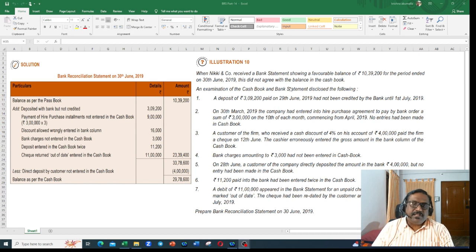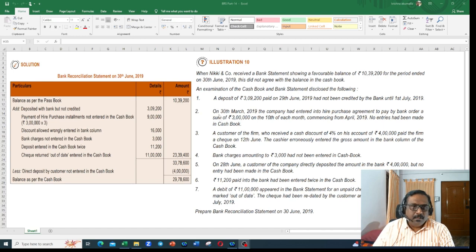An examination of the cash book and passbook statement disclosed the following. A deposit of 3,09,200 paid on 29th June had not been credited by the bank until 1st July. Very simple point. There is no need to break our head too much on this. We will do that as a part of doing the reconciliation.